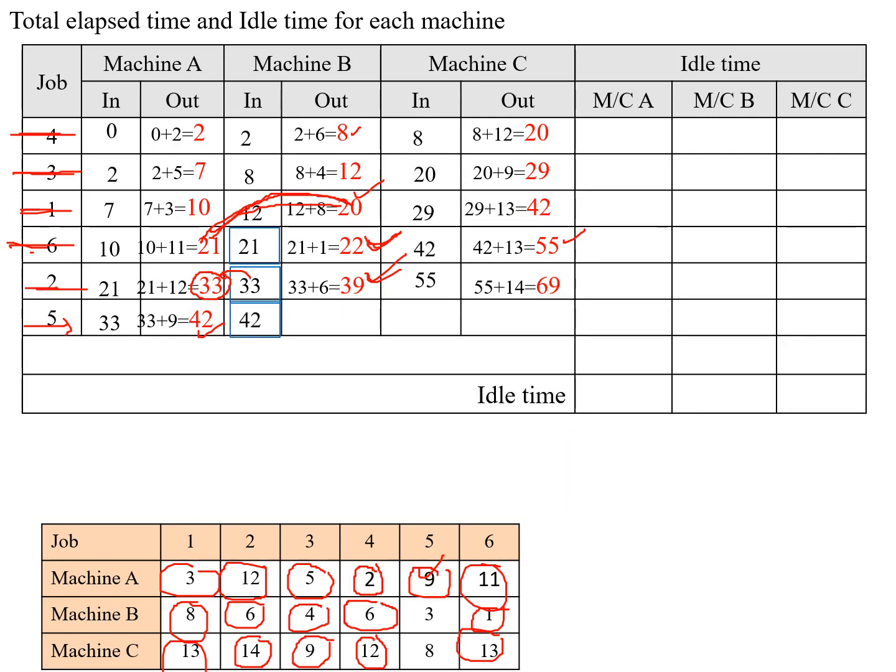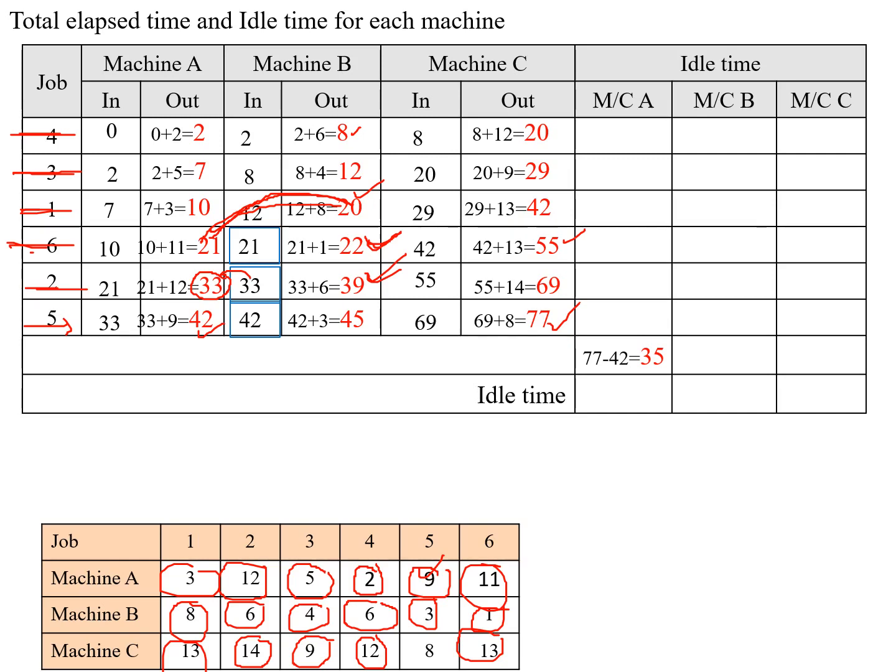So the in time for machine B is 42 and the out time is 42 plus the processing time, that is 3, so 45. Next, the in time for machine C is 69 and the out time is 69 plus 8, so 77. So the total elapsed time for this sequence is 77. Next we have to calculate the idle time for each machine. First we calculate the idle time for machine A.